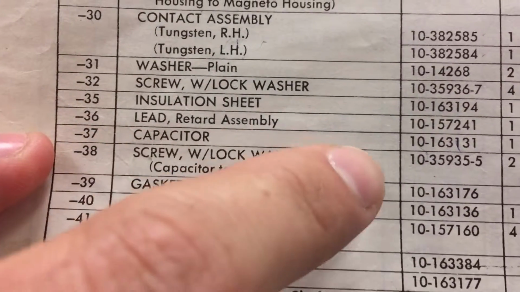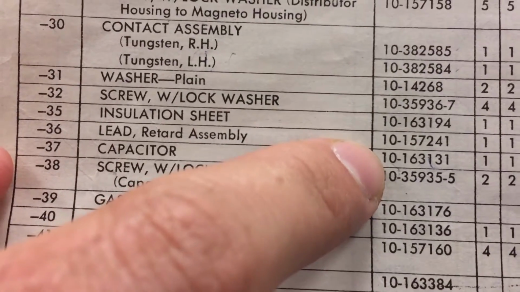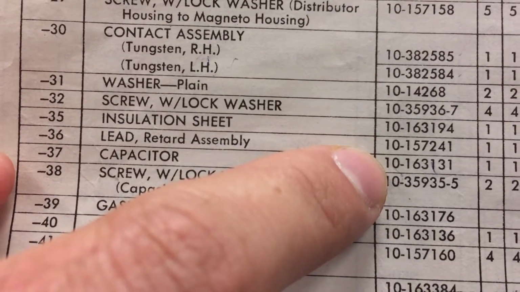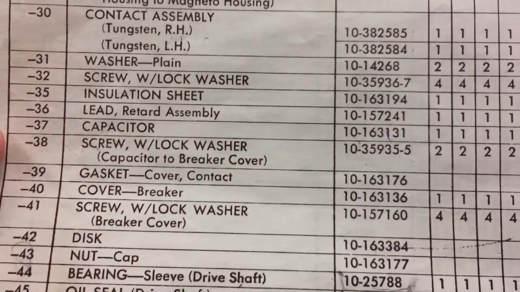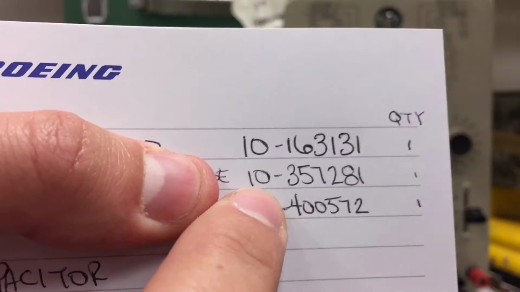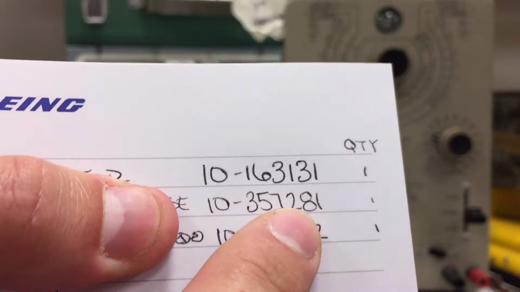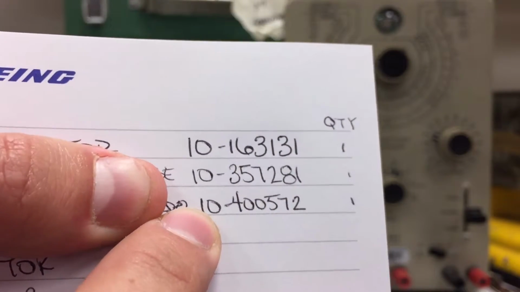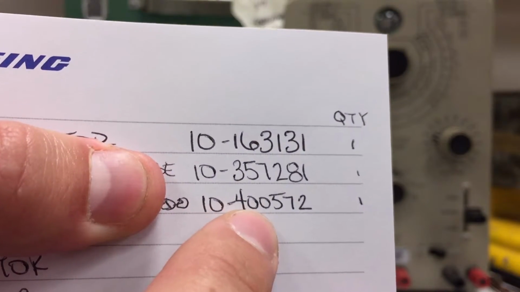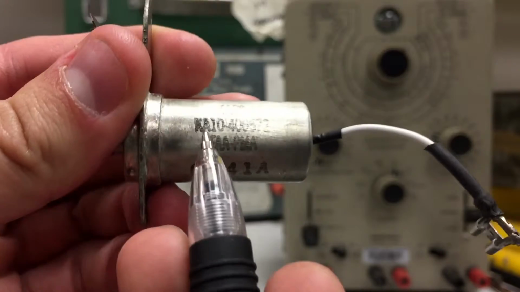Capacitor, part 10 TAC 163131 has been superseded by part number 10 TAC 357281, which has continued to be superseded by part number 10 TAC 400572, which is the current part we are using today.